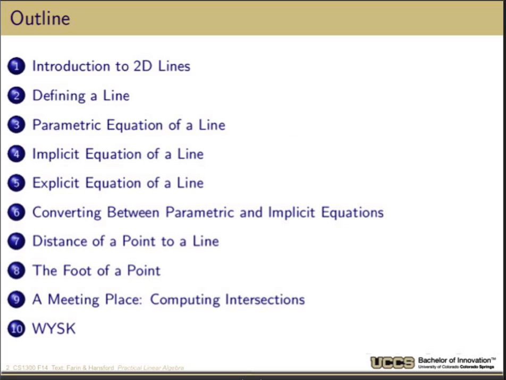So, outline of what we'll talk about. We'll introduce 2D lines, we'll have a formal definition, we'll look at three different representations: parametric, implicit, and explicit. Then we'll look at converting between parametric and implicit equations, talk about how to use some of those equations to compute the distance of a point to a line, talk about the concept of the foot of a point, projection onto a line, and talk about intersections. And then we'll go back over some terminology.